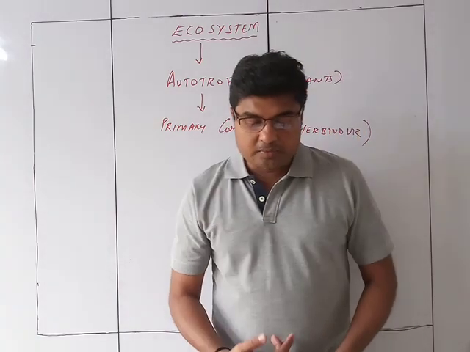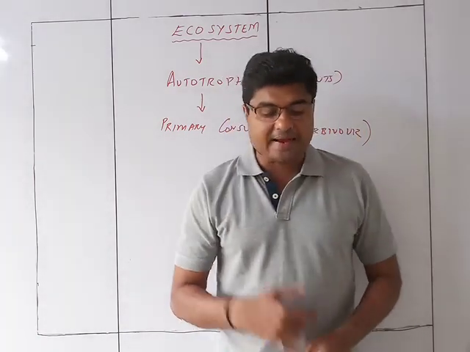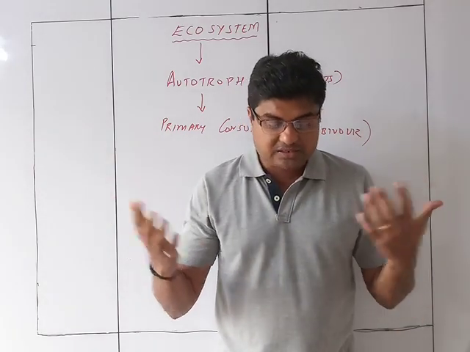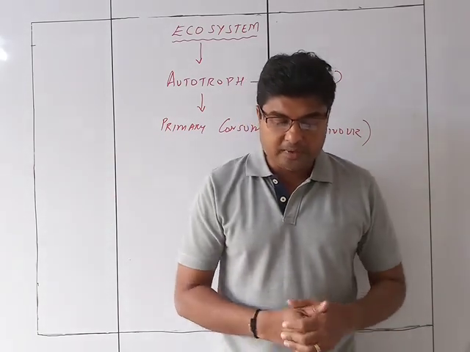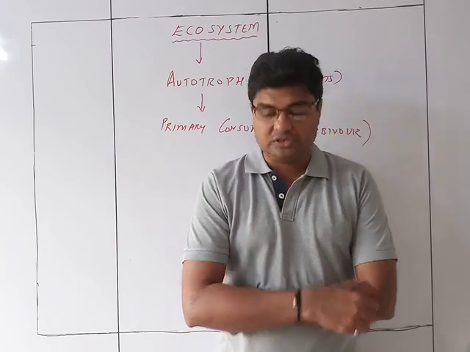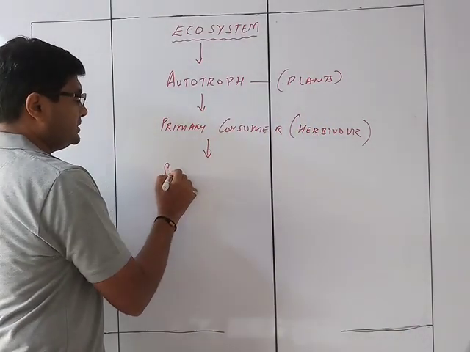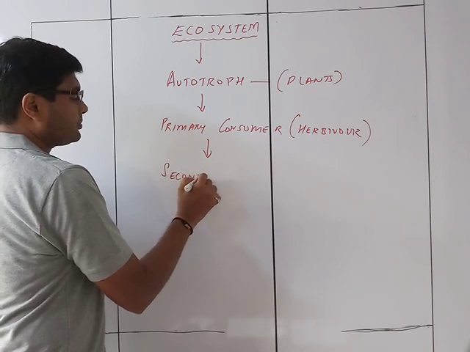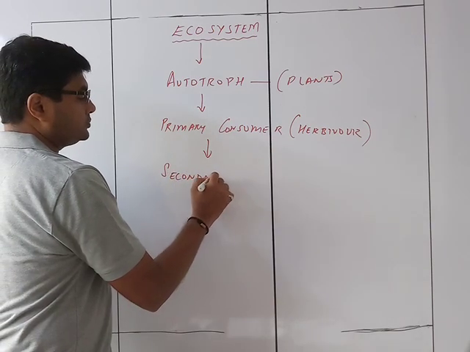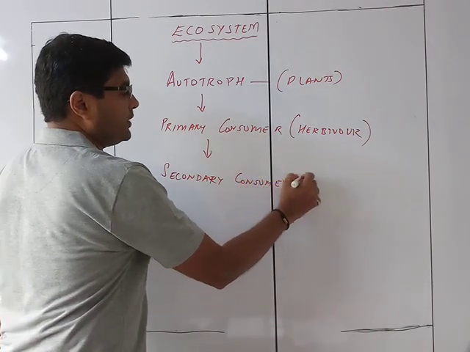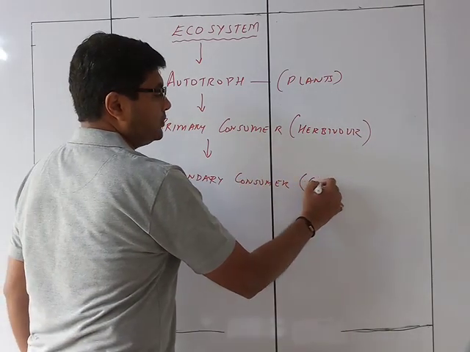Next to the primary consumers there are animals like tigers, lions, wolves, then lizards, snakes, and some birds which capture the herbivores and eat their flesh. So next over here are the secondary consumers. Now the secondary consumer is the one which is a carnivore.